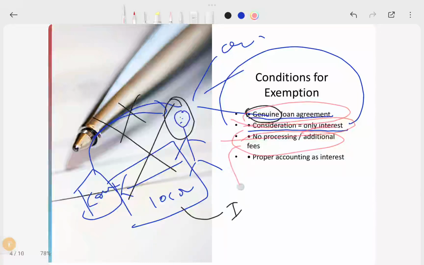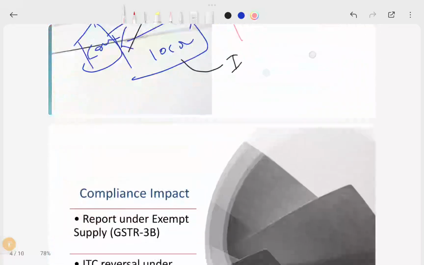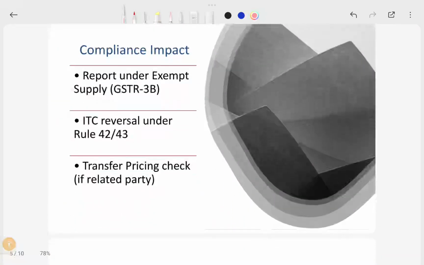I mean, if there are any processing fees or any conditions applicable to that loan, that may lose the exemption. There must be proper accounting as interest only, of course, right? Now the compliance impact. Once it is exempt, we don't need to ignore it. You need to show that in GSTR-3B under exempt supplies. So generally, company A gives a loan to company B.